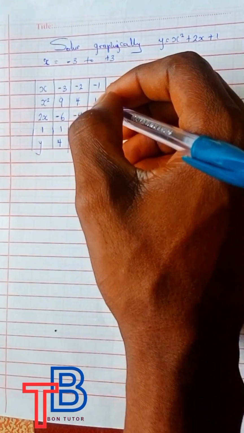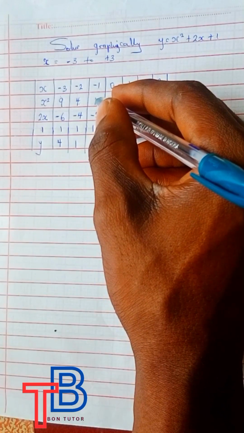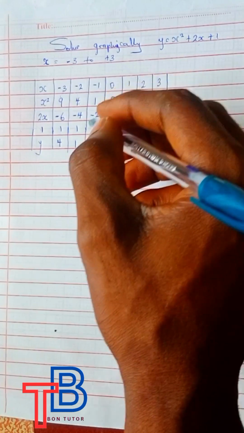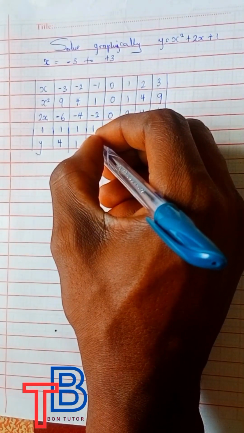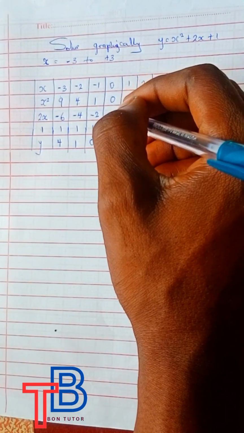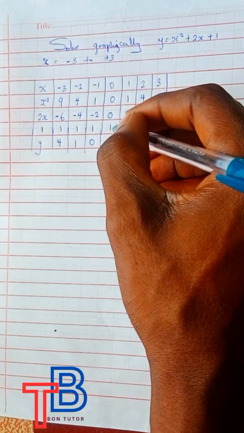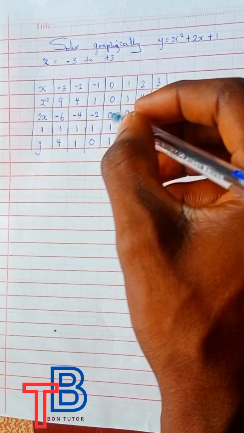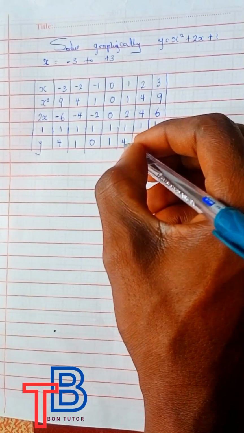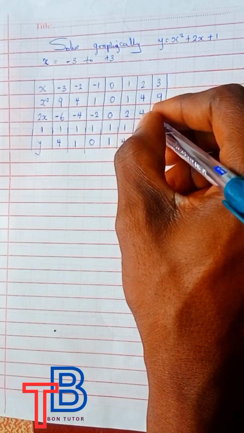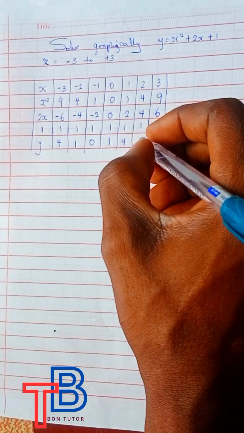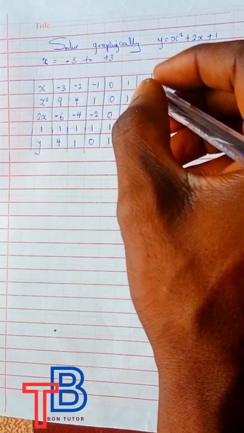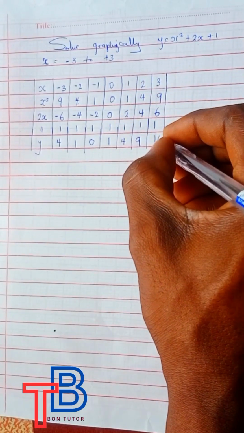You have here to be 1 plus -2. And 1 plus -2 will give you -1. And -1 plus 1 gives you 0. You have here to be 0 plus 0, which is 0, and plus 1 gives you 1. You have here to be 1 plus 2, which is 3, plus 1 to be 4. You have here to be 4 plus 4, which is 8, plus 1 to be 9. And you have here to be 9 plus 6, which is 15, plus 1, and that's 16.